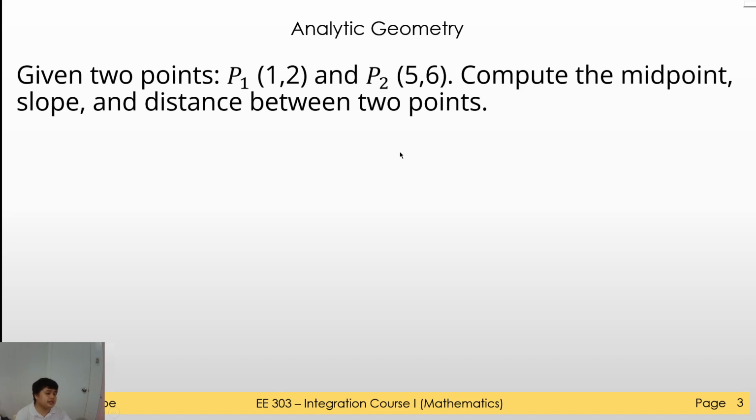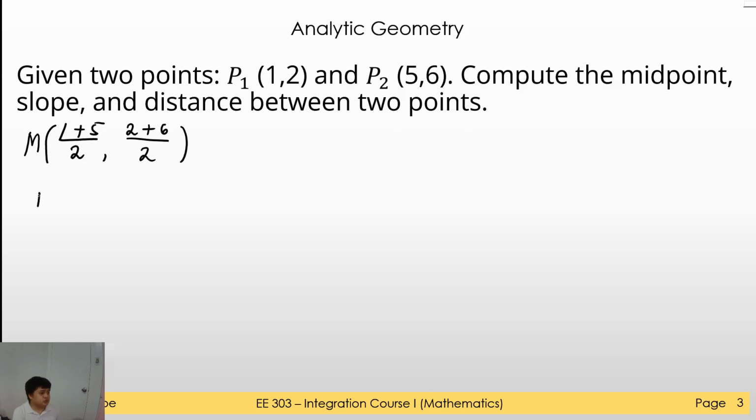For the first one, we have two given points, P1 and P2. Compute the midpoint, slope, and distance between the two points. To find the midpoint, what you want to do is find the average of the coordinates. So we just want to find the average of x. We have 1 and 5, and then divide by 2. And then for y, 2 plus 6, and then over 2.